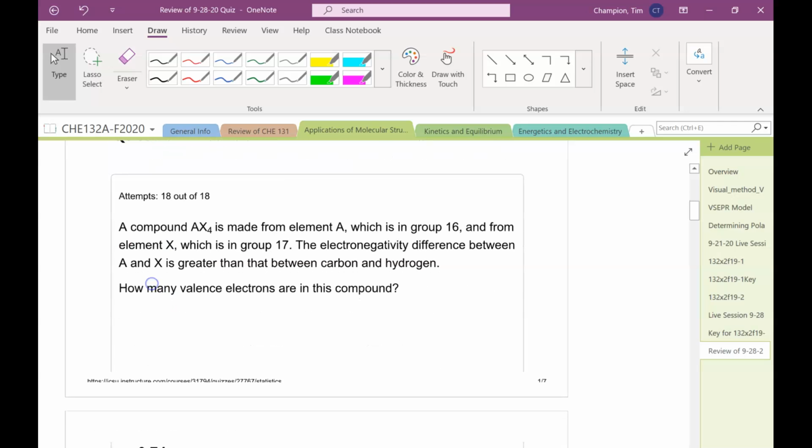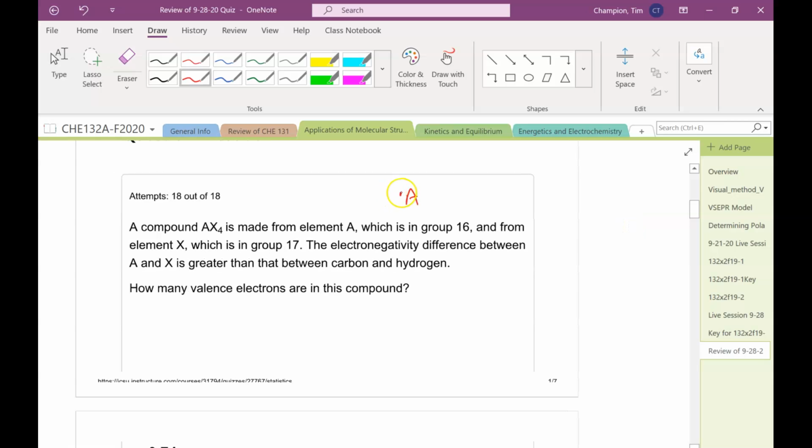So looking at question A here, we have a compound, AX4, made from the element X, which is in group 16. That tells us that A, if it's in group 16, like oxygen or sulfur, has 6 valence electrons. And X, which is in group 17, has 7 electrons. It could be something like fluorine or chlorine. And we're told that the electronegativity difference between A and X is greater than that between carbon and hydrogen.